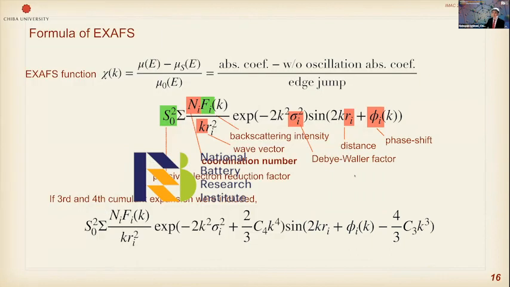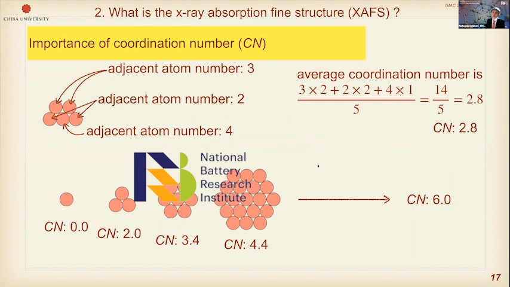How to do curve fitting analysis based on the EXAFS function was theoretically explained here. And this formula is an important point. However, you don't need to memorize it because we don't care about it. But the important point is you must calculate the coordination number, wave vector, the Debye-Waller factor, distance, phase, and so on. I focused on the coordination number. Why is the coordination number important for the analysis? Because how to calculate the coordination number is explained here.